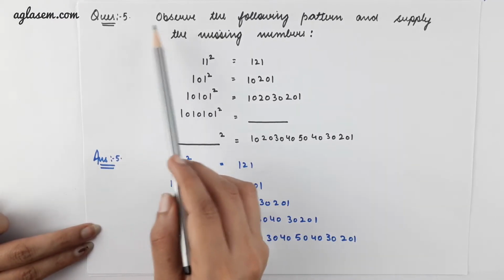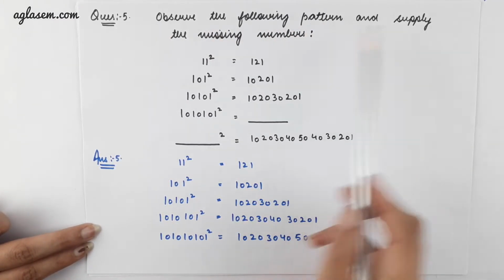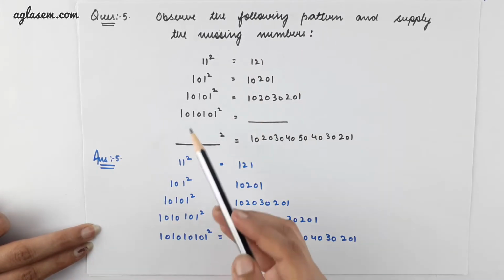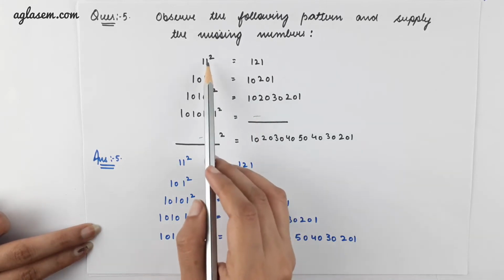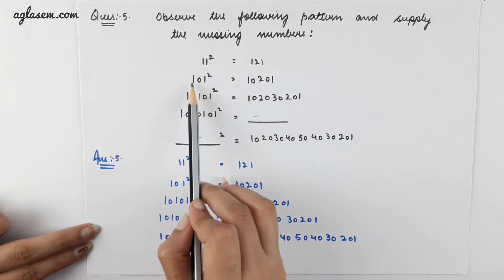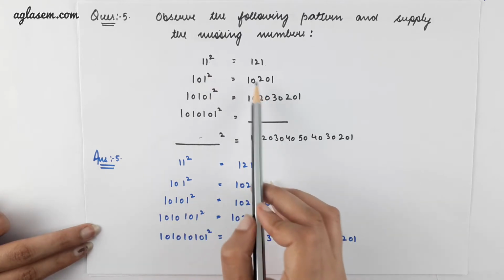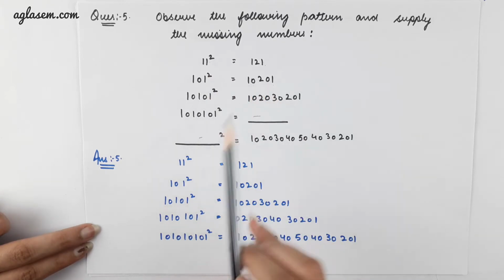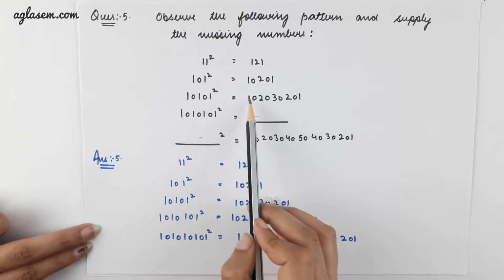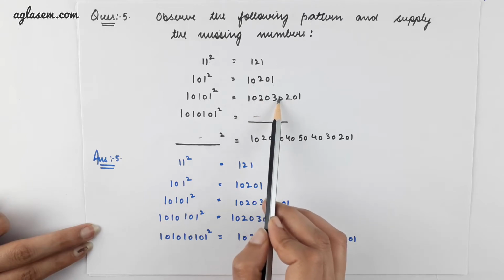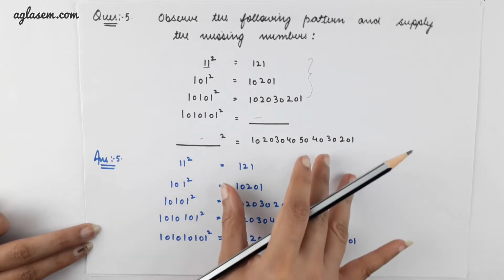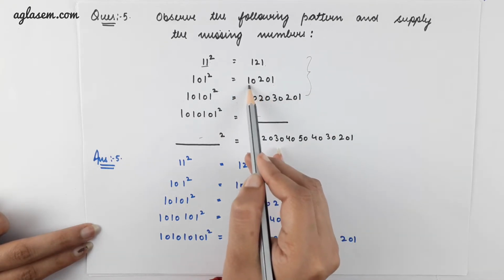Coming to question 5, it says observe the following pattern and supply the missing number. Here also we have to observe the pattern and tell the missing number. So, first is 11 square, which is 121. We all know that. Second is 101 square, which is 10201. Third is 10101 square, which is 102020201.